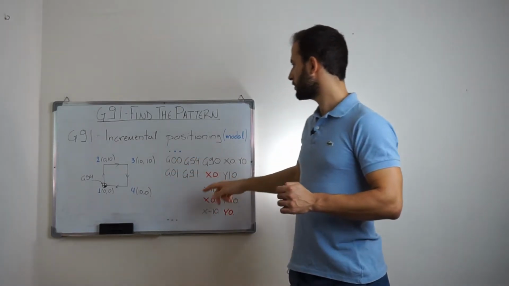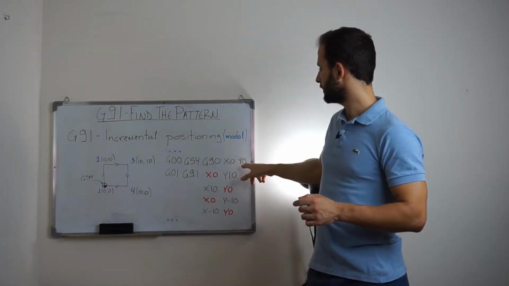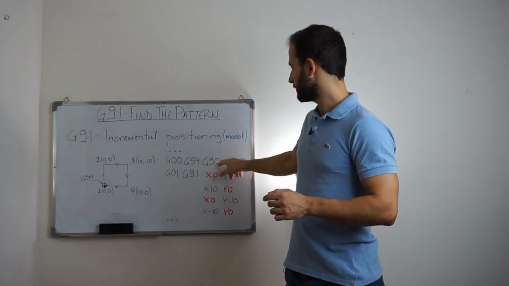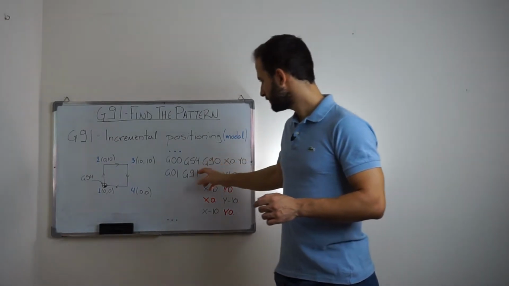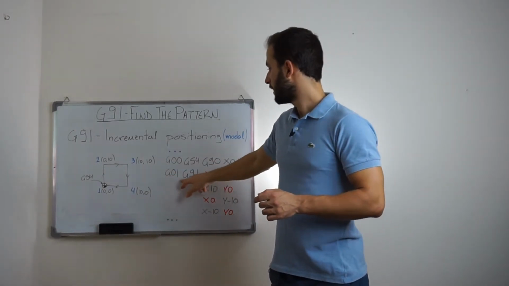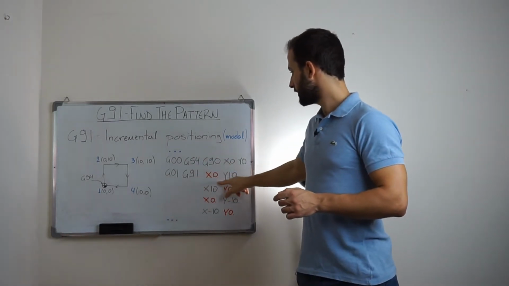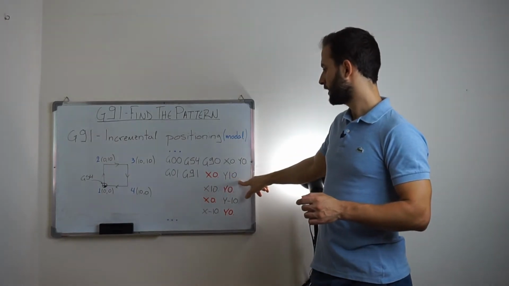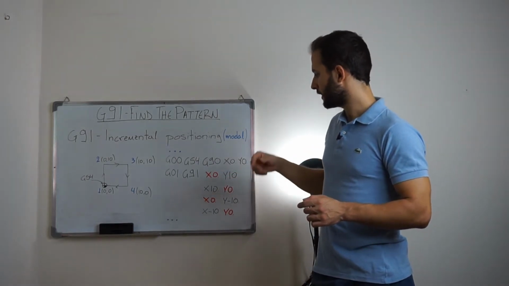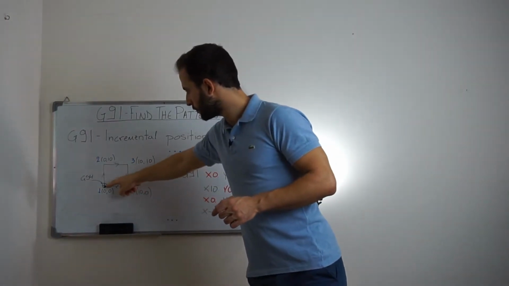So here, the first block says that we go to the origin of our part, X0, Y0, following the absolute positioning system. Then we go following a linear motion and, switching back to incremental positioning, we go to X0 and Y10. This means that the x-axis won't change and the y-axis will go for 10 millimeters. So this means that we go from point 1 to point 2.